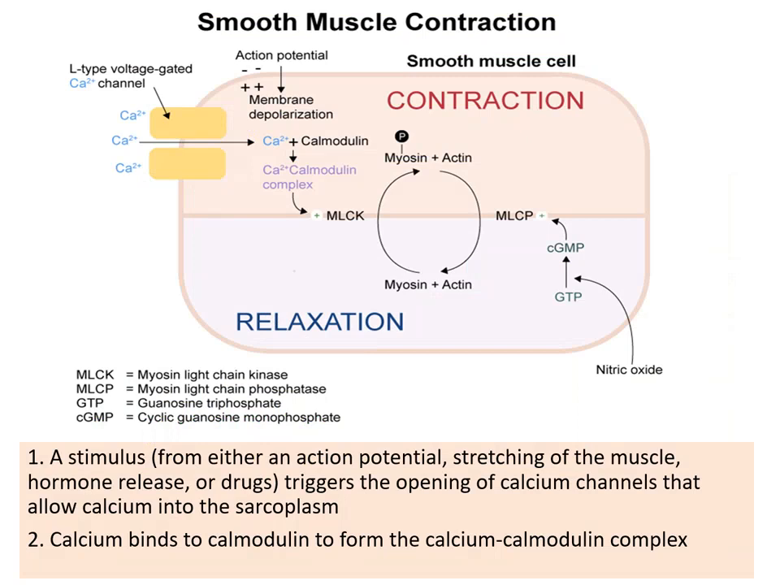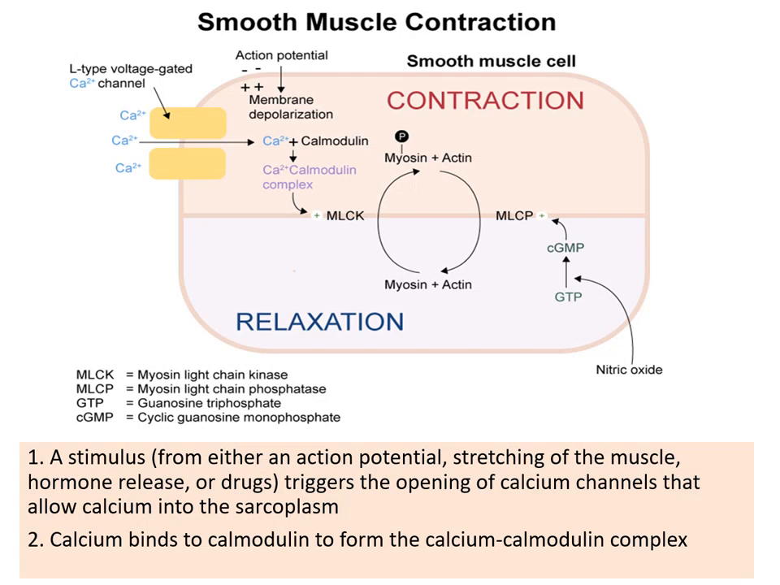So the contraction and relaxation take place with the help of different proteins. The contraction is with the help of MLCK, that is myosin light chain kinase, whereas the relaxation takes place with the help of myosin light chain phosphatase. For the relaxation, nitric oxide plays a very important role. It enters into the cell, converts GTP into cyclic GMP, and this cyclic GMP is responsible for the activation of MLCP, that is myosin light chain phosphatase, and the relaxation is there.